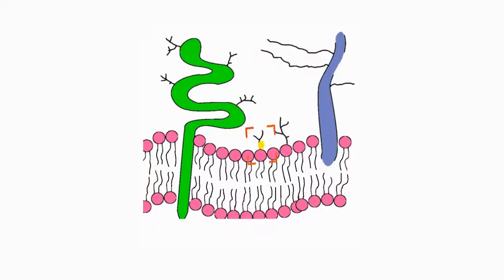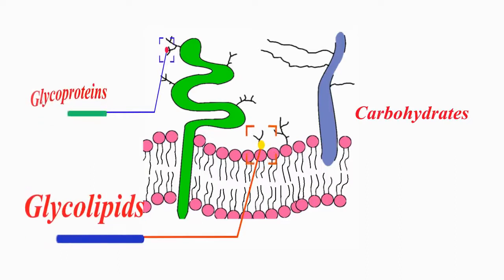Carbohydrates are the third major component of plasma membranes. Carbohydrates attach to proteins or lipids on the extracellular side of the membrane, forming glycoproteins and glycolipids.